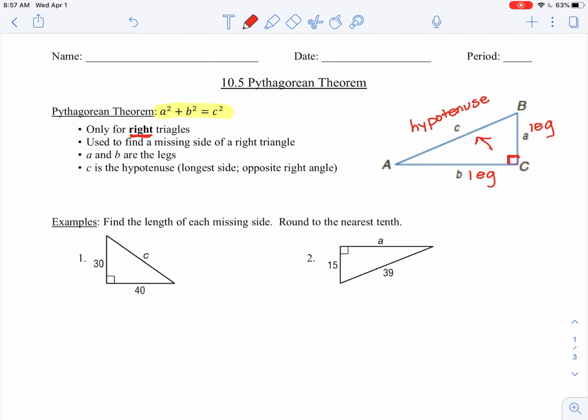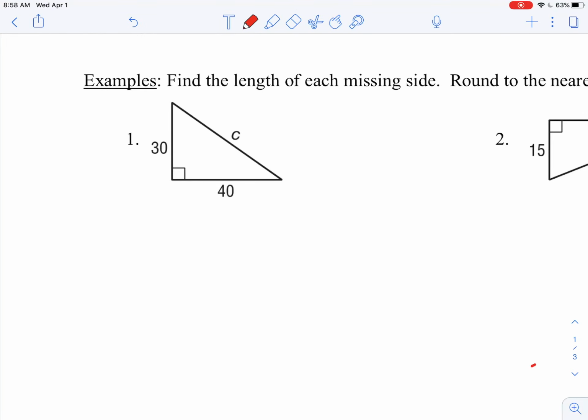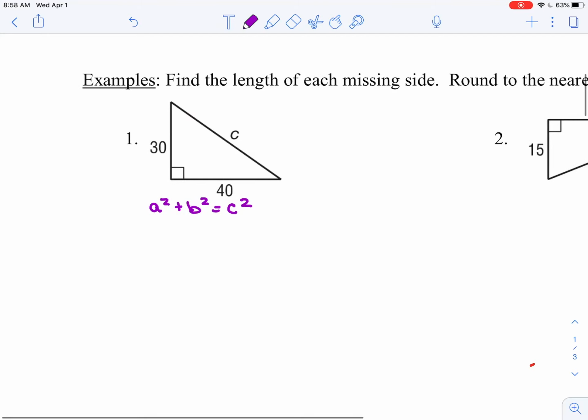So let's use Pythagorean theorem to find the length of a missing side of a right triangle. In the next set of examples, it says find the length of each missing side, round to the nearest tenth. So in question number 1, first of all, we do have a right triangle. We're missing the hypotenuse, side C. So when I plug into Pythagorean theorem, first I take the two legs. So here the legs are 30 and 40. I square each leg. So 30 squared plus 40 squared equals, we're looking for the hypotenuse, so c squared.